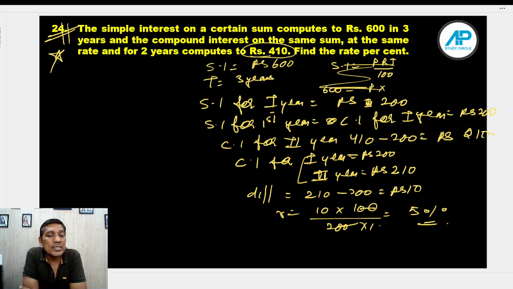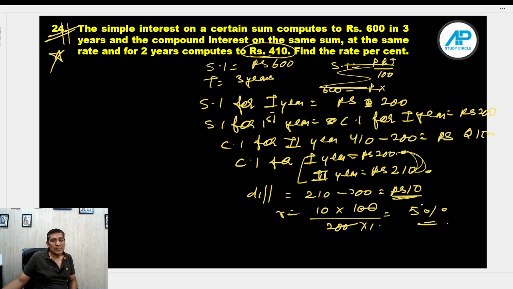हमारे पास 2 इयर्स का कंबाइंड कंपाउंड इंटरेस्ट गिवन है रुपीज 410. सो रुपीज 410 में से अगर आप फर्स्ट ईयर का कंपाउंड इंटरेस्ट माइनस करेंगे तो आपके पास सेकंड ईयर का CI आ जाएगा, दैट इज रुपीज 210. That gives me 210 as the interest for second year and 200 is interest for first year. इनका डिफरेंस निकालिए, gives you rupees 10.